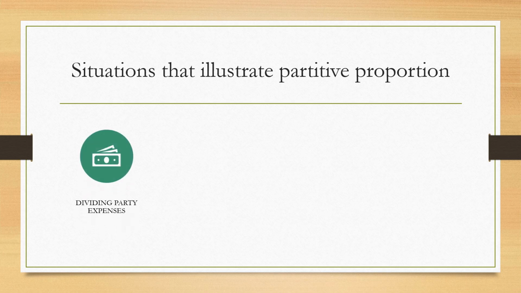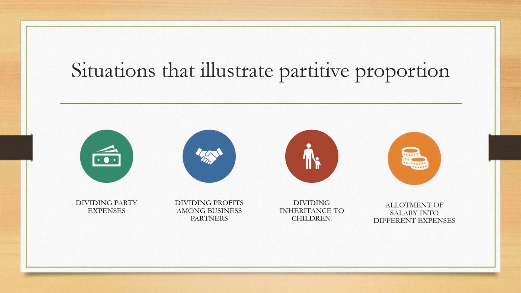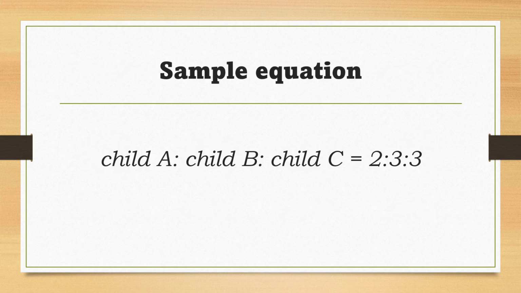First is dividing party expenses. Next, dividing profits among business partners. Dividing inheritance to children. And allotment of salary into different expenses. Sample equation for this is child A is to child B is to child C is equal to 2 is to 3 is to 3.